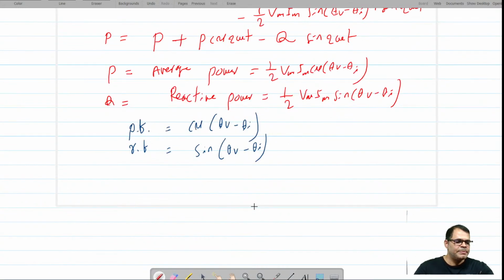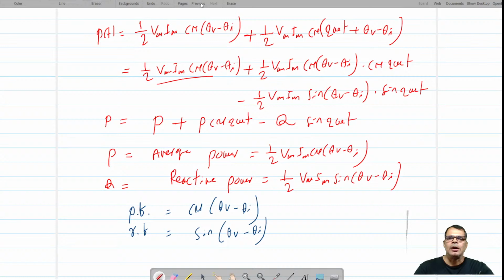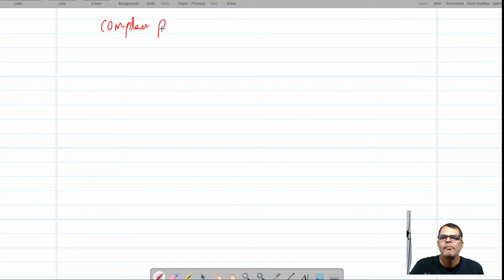Now we will represent the AC power in complex power format. This was the instantaneous power. So I can write the complex power, capital S, which is equal to P plus jQ.